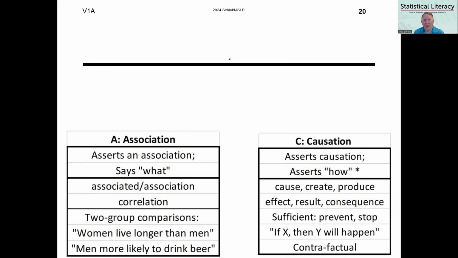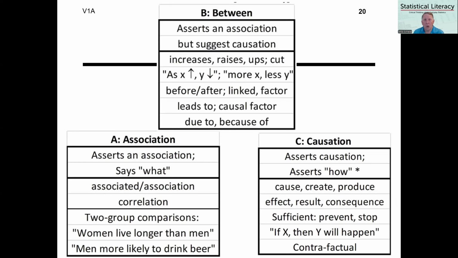But you might say, Schield, the examples that chat gave didn't use association or correlation. They didn't use cause or effect or sufficiency. What about those words? They're what I call the between words. A for association, C for causation, B for between. They assert an association, but they suggest causation. What's most common in the everyday media?